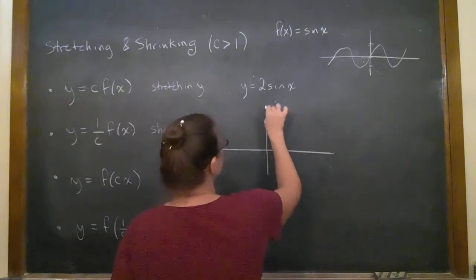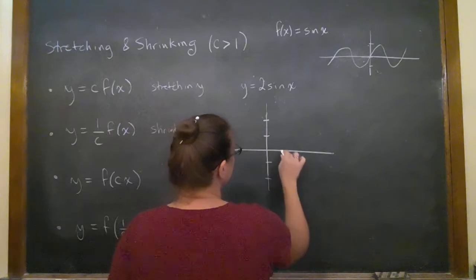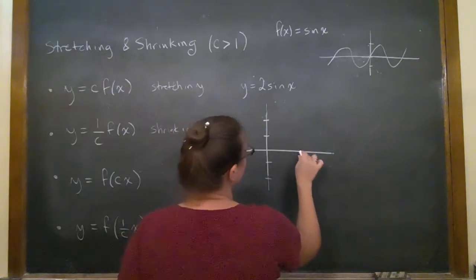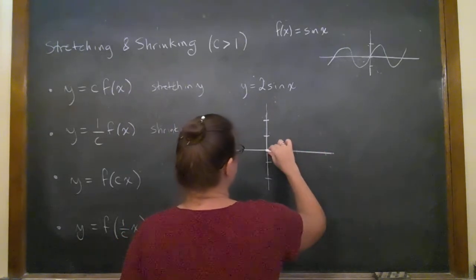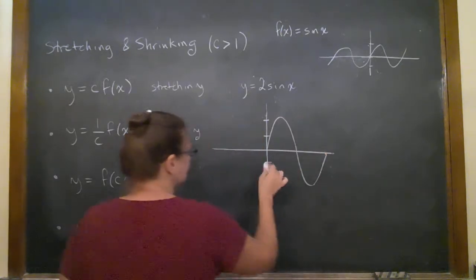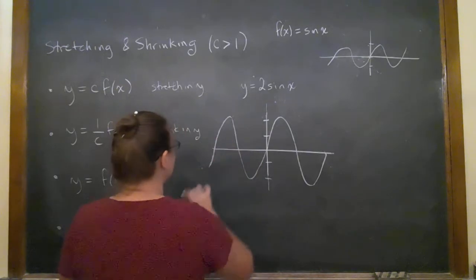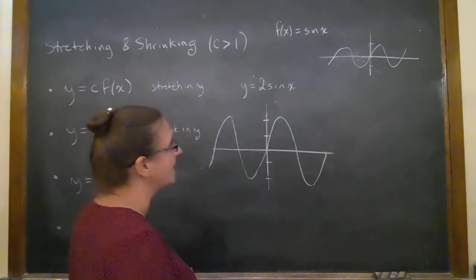So I'm doubling the size of my function. It's not doing anything in the x direction, right? Because I'm just multiplying it on the outside.